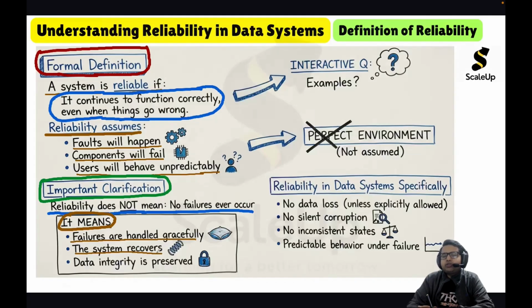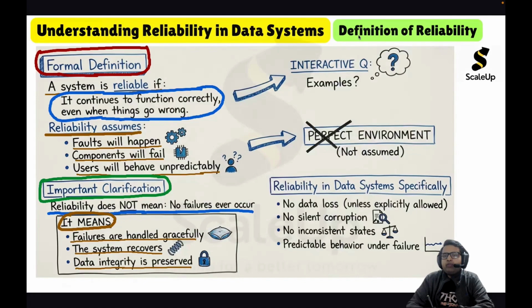Reliability means the system should recover under stress, under conditions of failure. Data integrity is preserved, so the system should preserve the data integrity. So all this is very important. Now we are getting a feel of reliability. It is now very clear that when I say a system is reliable, it means the system will continue to function correctly even when things go wrong. The system is capable of handling failures gracefully, recovering after failures, and preserving the data integrity.